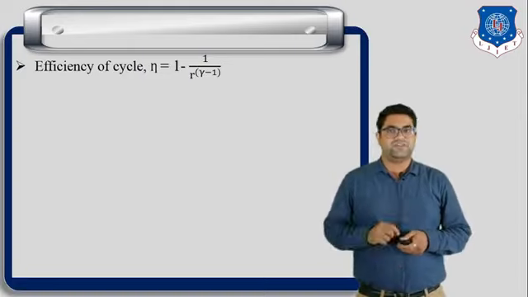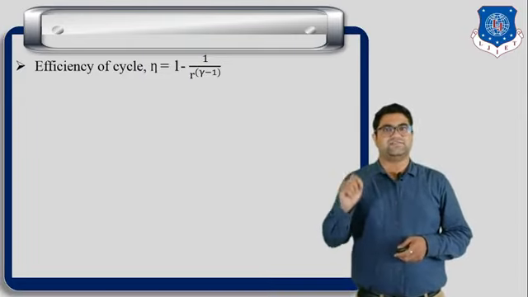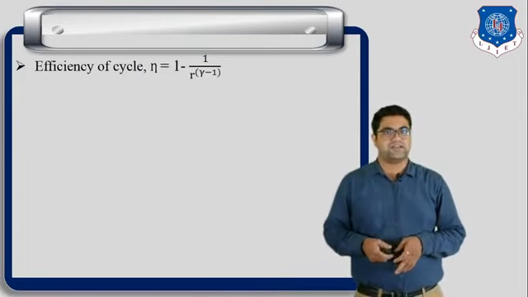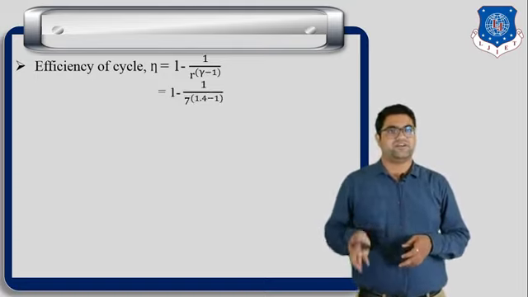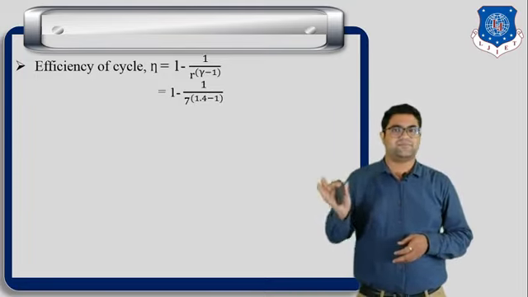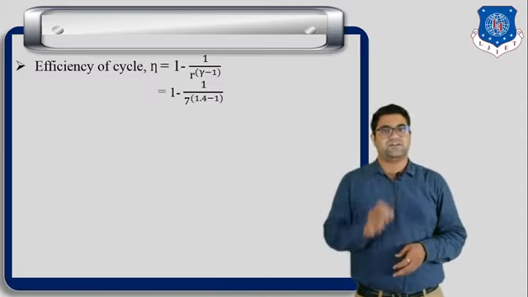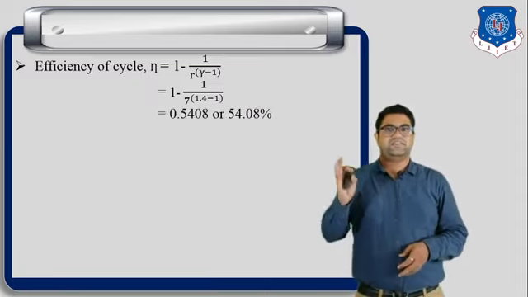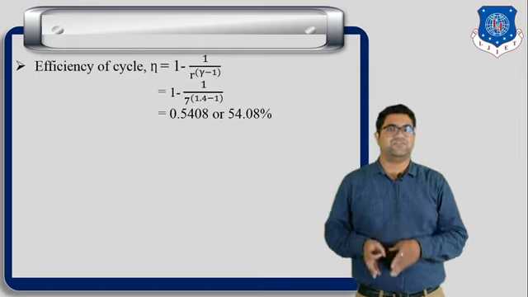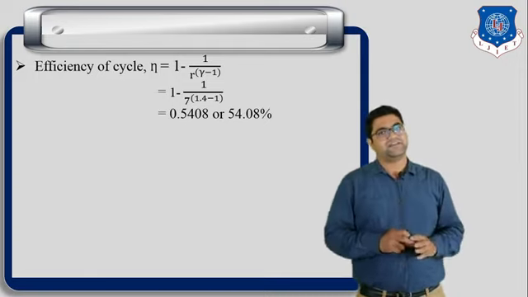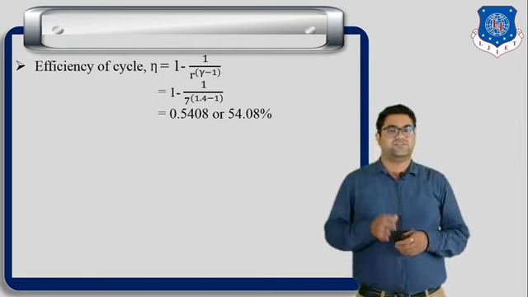Now the value of efficiency. Efficiency can be written as 1 minus 1 upon r raised to gamma minus 1, and the value of r we have already found, that is 7. So we can put the value: 1 minus 1 upon 7 raised to 1.4 minus 1. Okay, so we get the value of efficiency as 54.08 percent. So this is the value of efficiency.